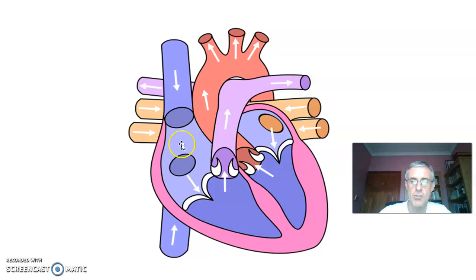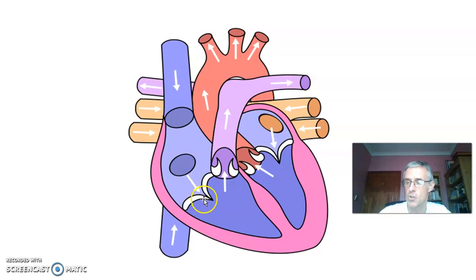And it travels into this area. Now this area is called the right atrium. All right, the right atrium. It then travels through this little valve. This is a valve that prevents the blood from flowing back on itself, so the blood can only come into this bit.